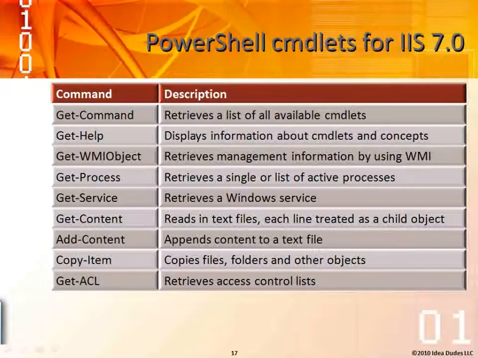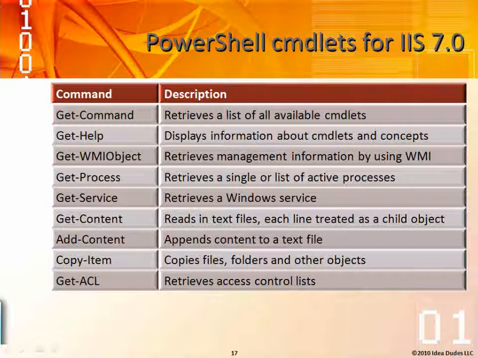Now the next thing we look at is PowerShell cmdlets for IIS 7.0. Now there's several different ones that we can use. We have Get-Command, which retrieves a list of all the available cmdlets. Get-Help displays information about cmdlets and concepts. Get-WmiObject retrieves the management information by using WMI. Get-Process retrieves a single or a list of active processes. Get-Service retrieves a Windows service. Get-Content reads in text files, each line treated as a child object.